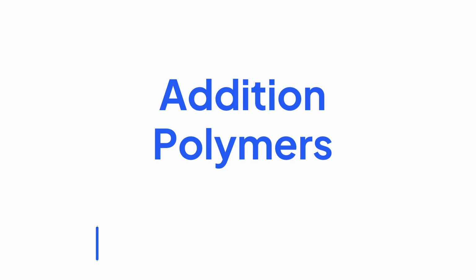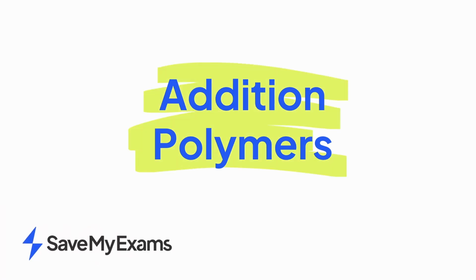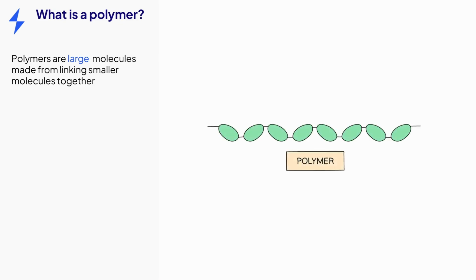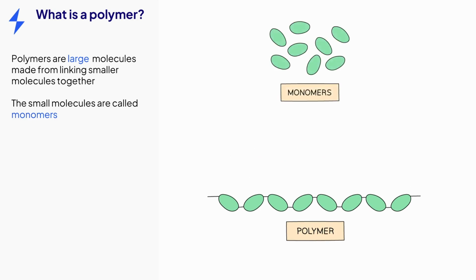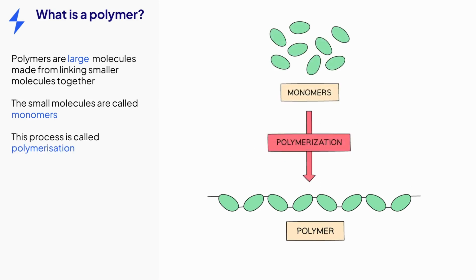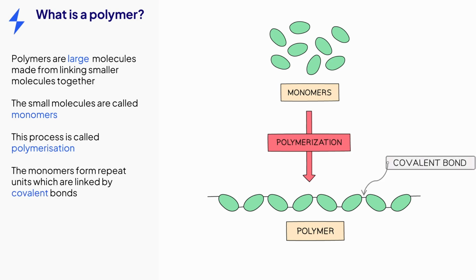In this video, we're going to look at addition polymers. Polymers are large molecules formed from joining smaller molecules called monomers together. Many monomers will join together to create a long-chain polymer in a process called polymerization. Examples of polymers would include polystyrene and PVC. The monomers are joined together by strong covalent bonds, which, if you remember, is a bond formed between non-metallic elements.